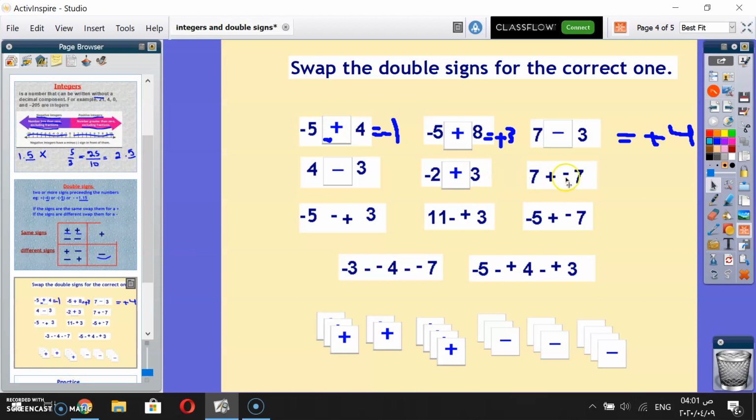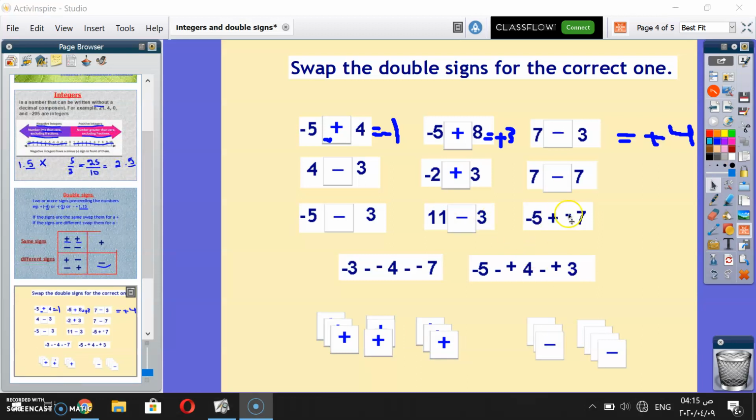7 plus minus, so plus and minus, different signs, so I will put a negative sign. 7 minus 7 is equal to 0. Negative, positive, different signs, so I will put a negative sign. Minus 5 minus 3 is equal to minus 8. Minus plus, so different signs, I will put a negative sign, so 11 minus 3 is equal to plus 8.